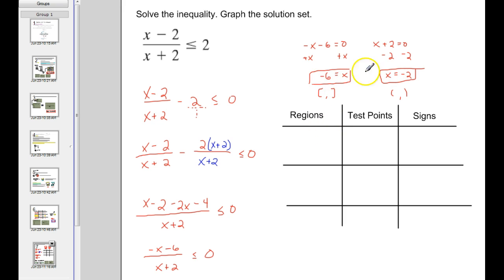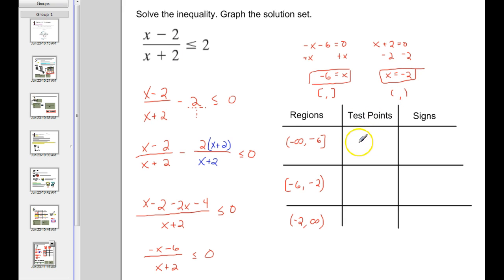Alright, negative 6 is the smaller of these two, so the first region will be negative infinity to negative 6. The second region will go between the two, so negative 6 to negative 2, bracket on negative 6, parentheses on negative 2. And then the third region will be the bigger one, negative 2 to infinity. Parentheses on both, because I always use parentheses on infinity. Negative 2 made the bottom 0, so it gets parentheses always as well.